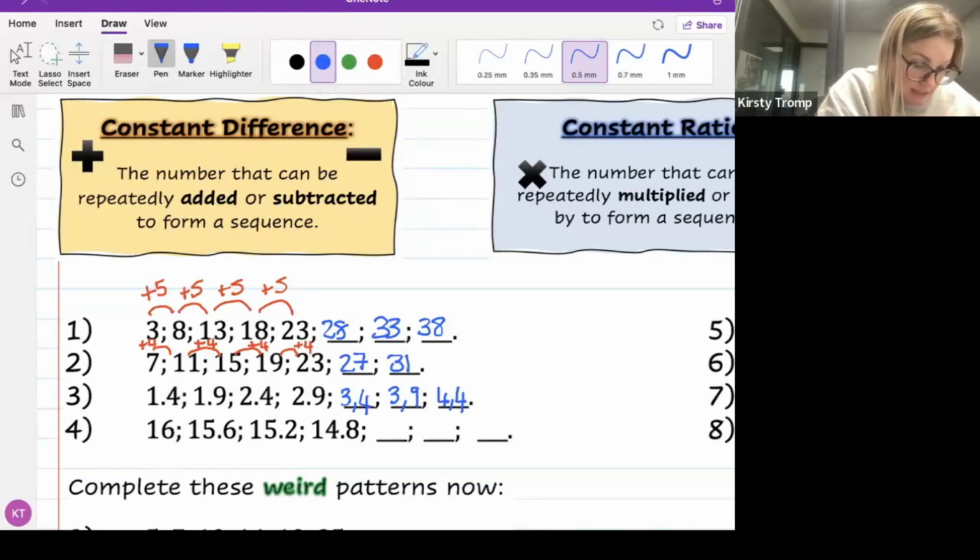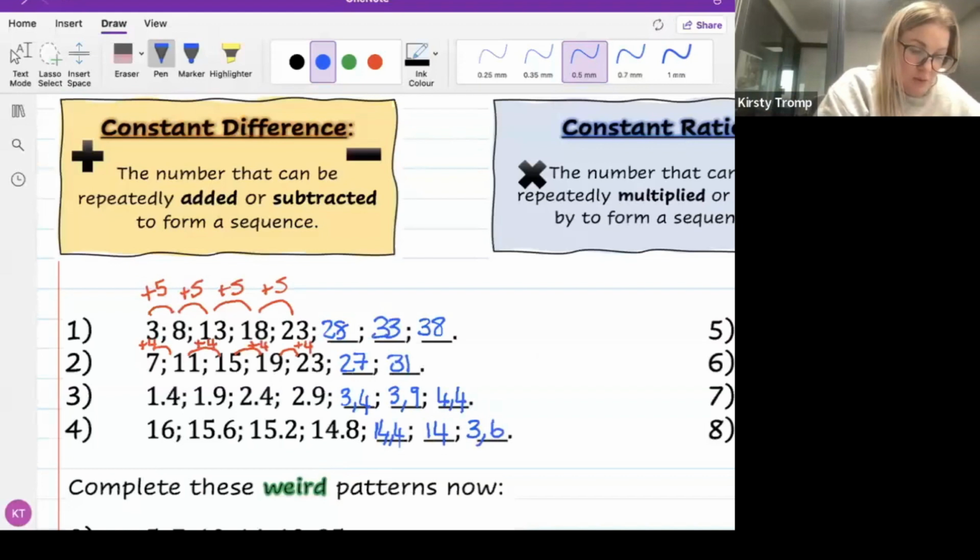I've got 16, then I've got 15.6, then I've got 15.2, then I've got 14.8. So I can see that what's happening each time, I'm getting smaller. So what am I doing? I am subtracting. Good. I see Ayema is writing there. Good. I'm subtracting 0.4. Fantastic. So 14.8 minus 0.4 is going to give me 14.4. Minus 0.4 gives me 14. Minus 0.4 gives me 13.6.